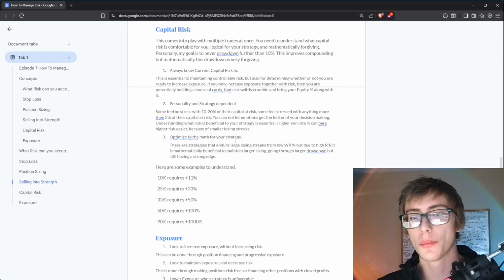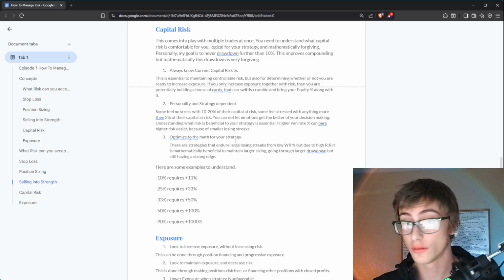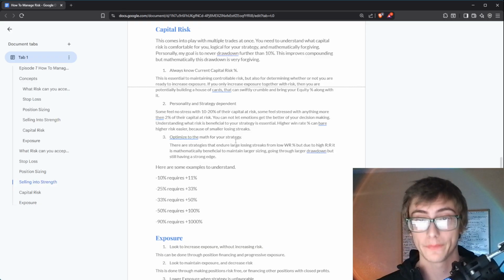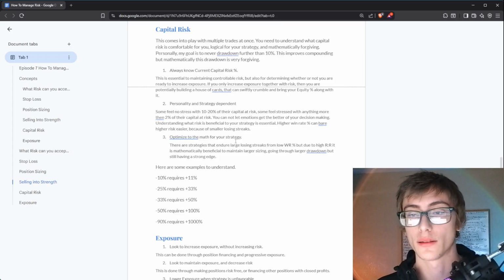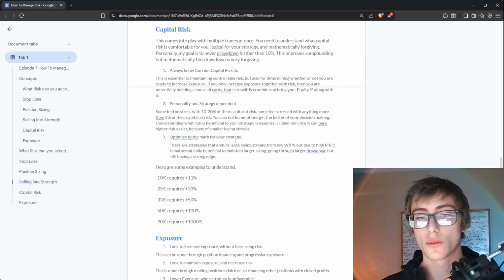Point number two, personality and strategy dependent. Some feel no stress with 10 to 20% of their capital at risk concurrently, and some feel stressed with anything more than 2% of their capital at risk. I'd be the latter. You cannot let emotions get the better of your decision making. My point with this is you need to understand what risk is beneficial to your strategy, right?